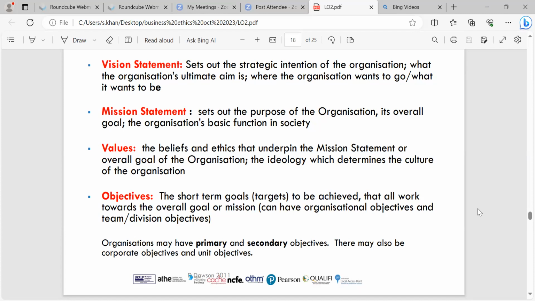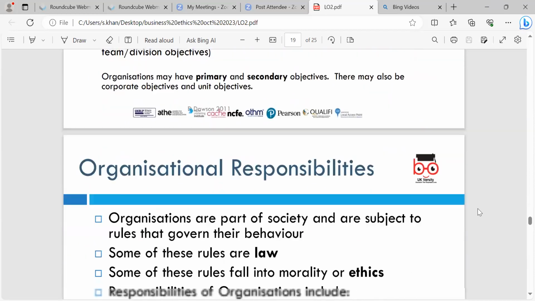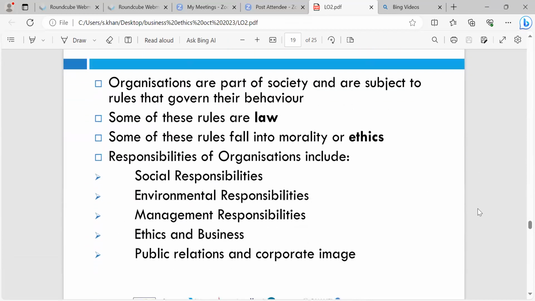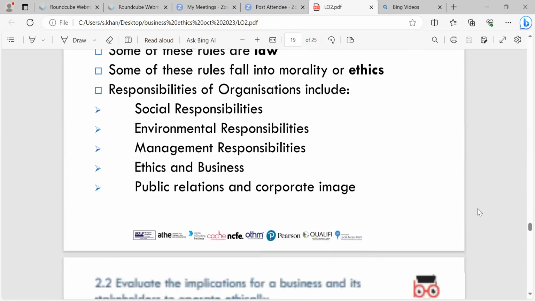Organizations may have primary and secondary objectives. They may also have corporate objectives and unit objectives to make the organization run smoothly. Organizational responsibilities. Organizations are part of society and are subject to rules that govern their behavior. So they have codes of ethics and codes of conduct in place. Some of them are rules, some of them are rules falling to morality and ethics. Responsibilities of organizations include social responsibility, environmental responsibilities, management responsibilities, ethics and business, and public relations and corporate image.